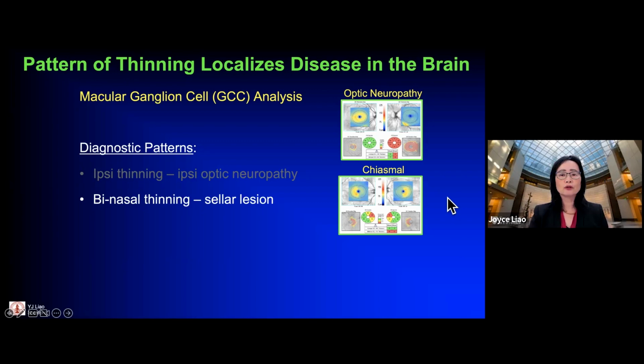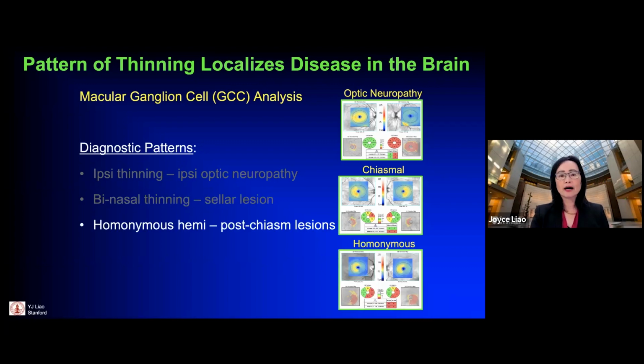a condition due to compression of the optic chiasm, which we call a chiasmal pattern, could lead to some binasal thinning of the retina, indicating that the crossed visual pathways are affected. And then a homonymous hemimacular thinning, such as this one, in a patient with right-sided visual loss, leads to a pattern of thinning that is in the same visual space as the visual field.